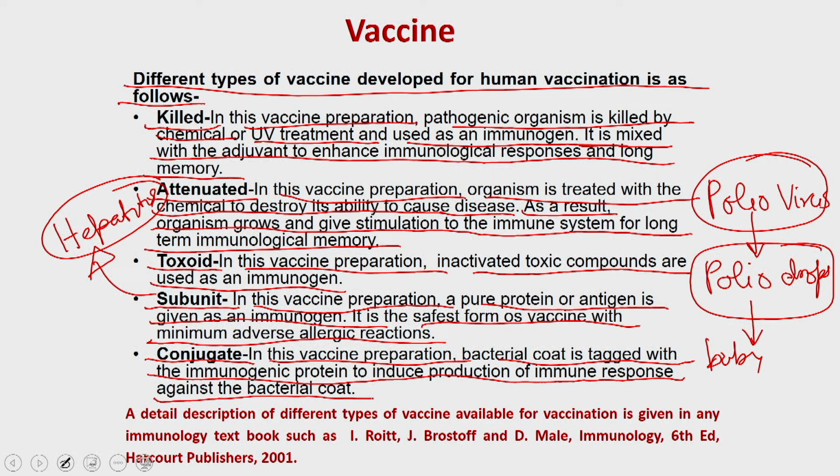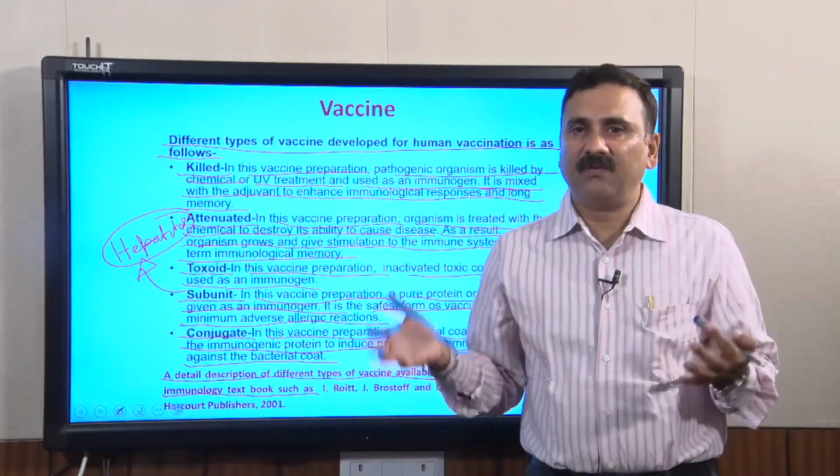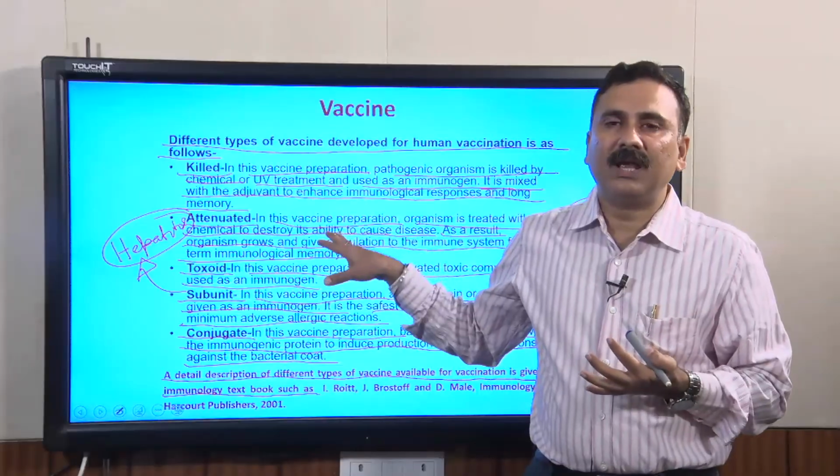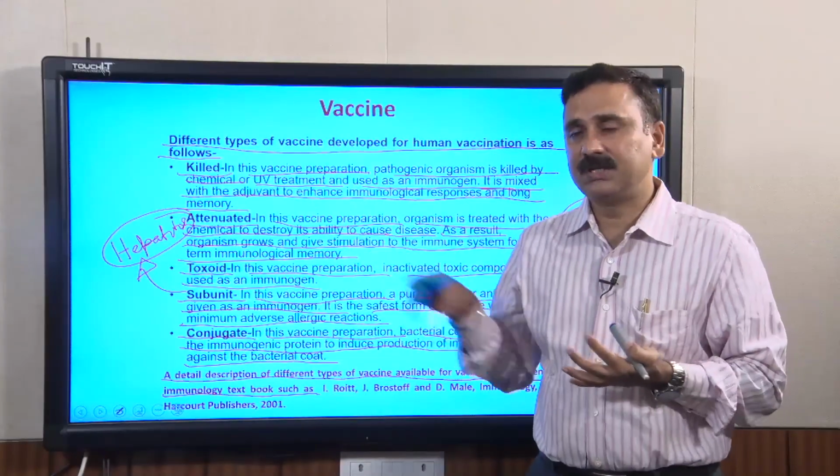If you are interested in knowing more about these different types of vaccines or how vaccination is done, you can follow any immunology textbook, such as Roitt's Immunology, or Janis Kuby's Immunology. Any standard immunology book can be referred to if you would like to study more about vaccinations.